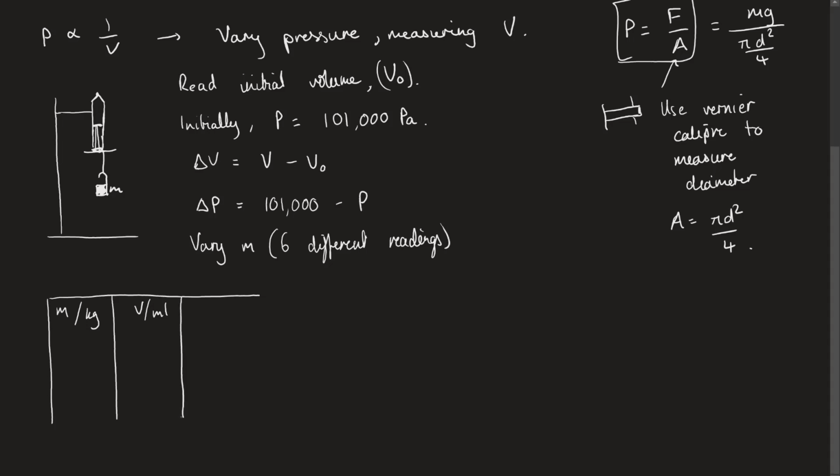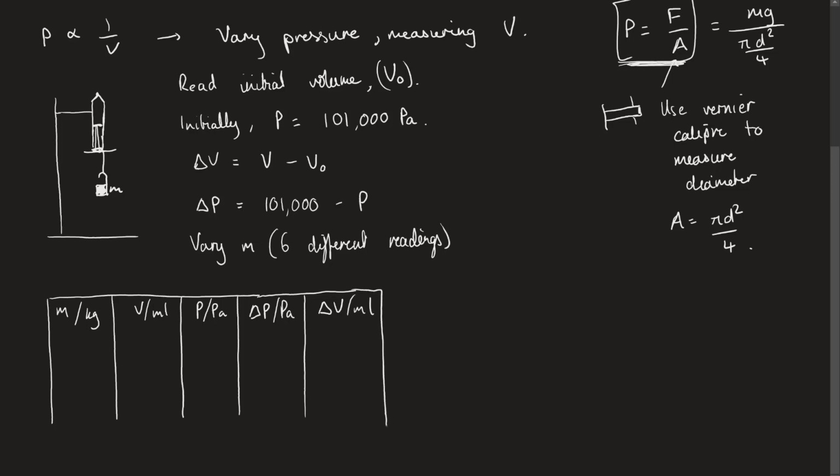And then I have to make sure that I am converting everything. So I first need to convert from the mass to the pressure using the formula up here. And pressure, we measure it in pascals. And then I need to correct all of these measurements. So I then need to find what delta P is, still measured in pascals. And I need to find what delta V is, still measured in milliliters.